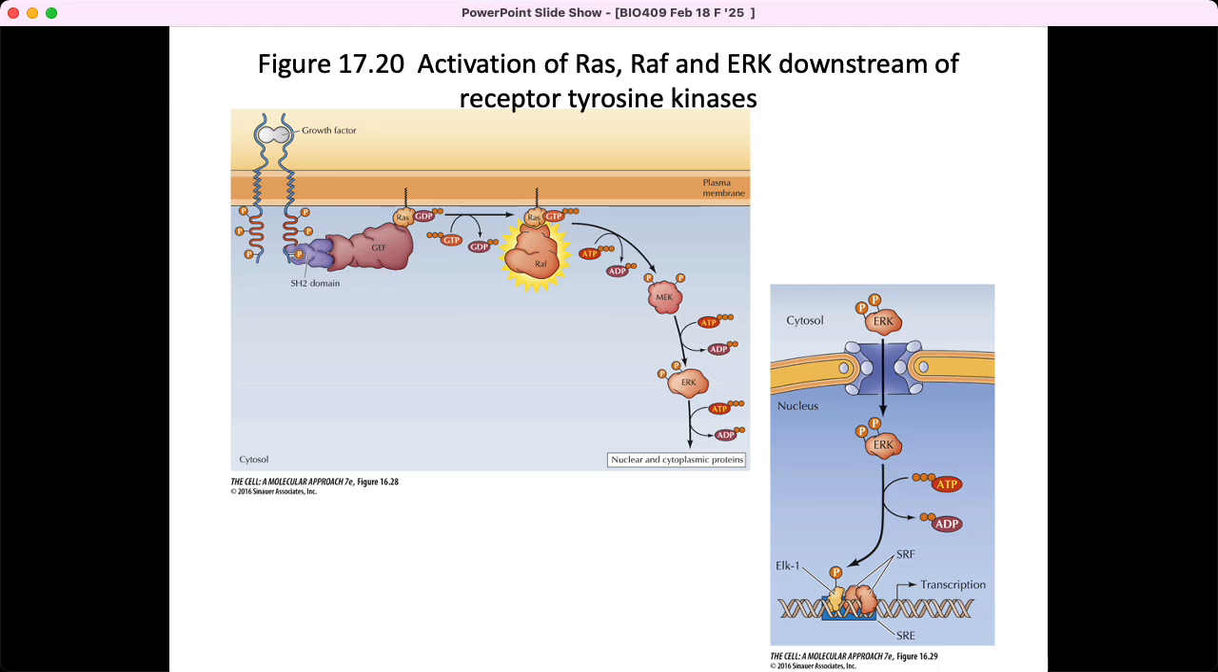Dave, the G protein exchange factor. Yeah. That starts off the RAS changing to a GTP. Yeah. Has an SH2 domain, an SRC homology 2 domain. Is that the same domain that we're going to find on the non-catalytic tyrosine kinase receptors? No, I don't think so.